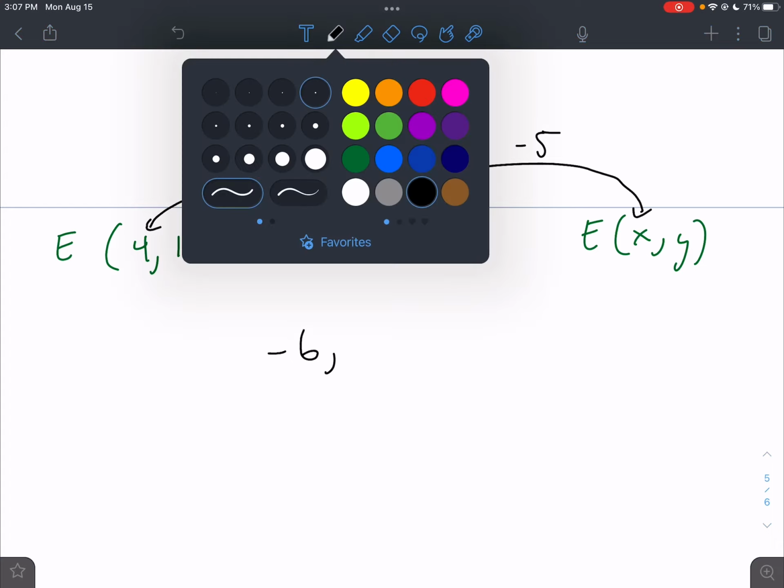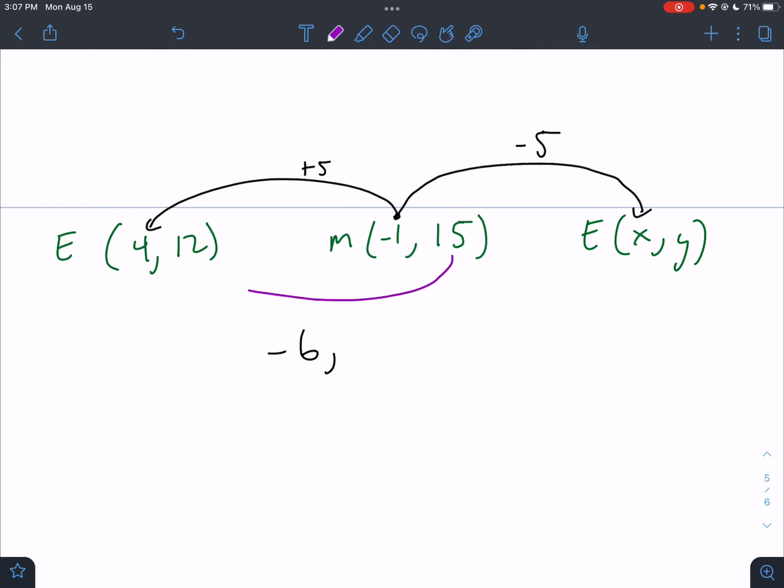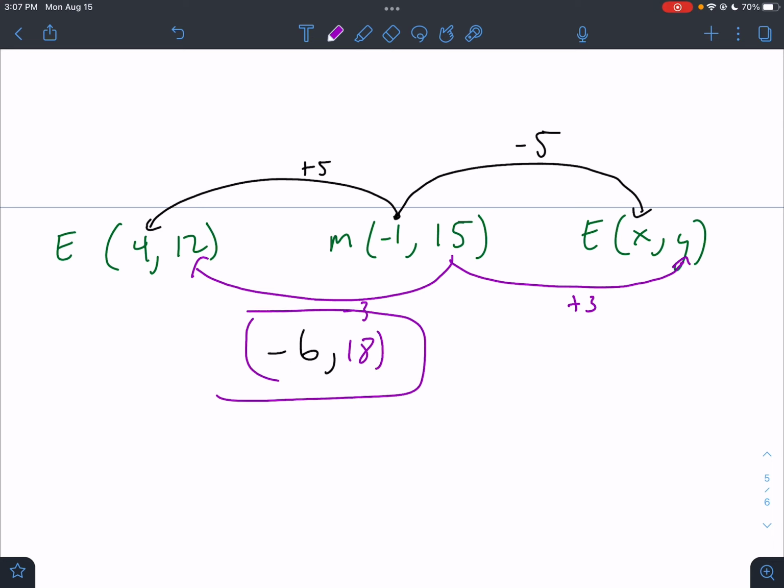I'm going to do the same thing with the y values. I'm starting at 15. I go to 12. That would be -3 to get to 12. So what do I do to go to the new y? I'd have to add 3, landing me at 18. So my answer here would be -6, 18.